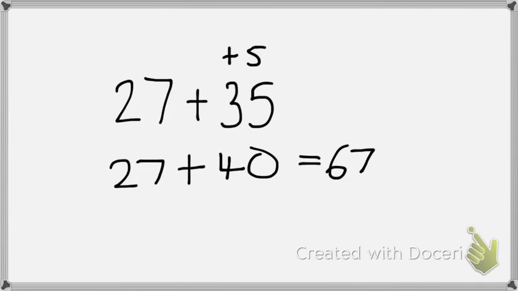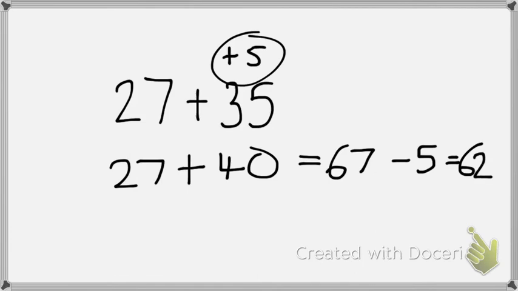Alright, press pause now and you're going to do the compensation, remembering what we did up here to the plus 5. Press pause now and have a go. Alright, if we plussed 5 at the start, we need to take off 5 at the end. 67 take away 5 is 62. Our final answer is 62, and that is the correct answer.